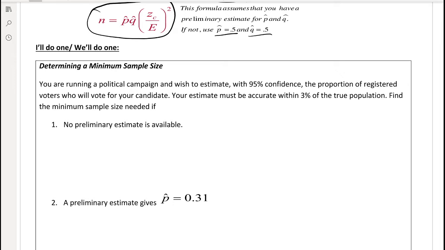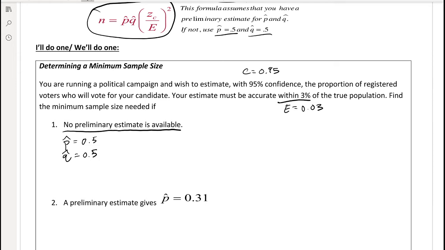You're running a political campaign and wish to estimate with 95% confidence, so C is equal to 95%, the proportion of registered voters who will vote for your candidate. Your estimate must be accurate within 3% of the true population. So your margin of error in this case is going to be 0.03. Find the minimum sample size needed if no preliminary estimate is available. If no preliminary estimate is available, that tells us that p hat we're going to assume is 0.5 and q hat is equal to 0.5.